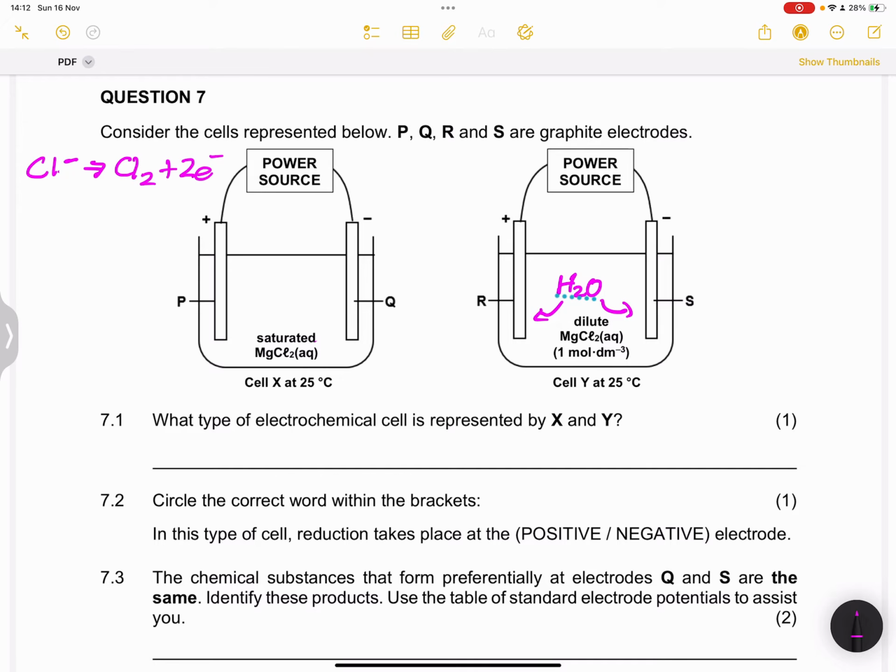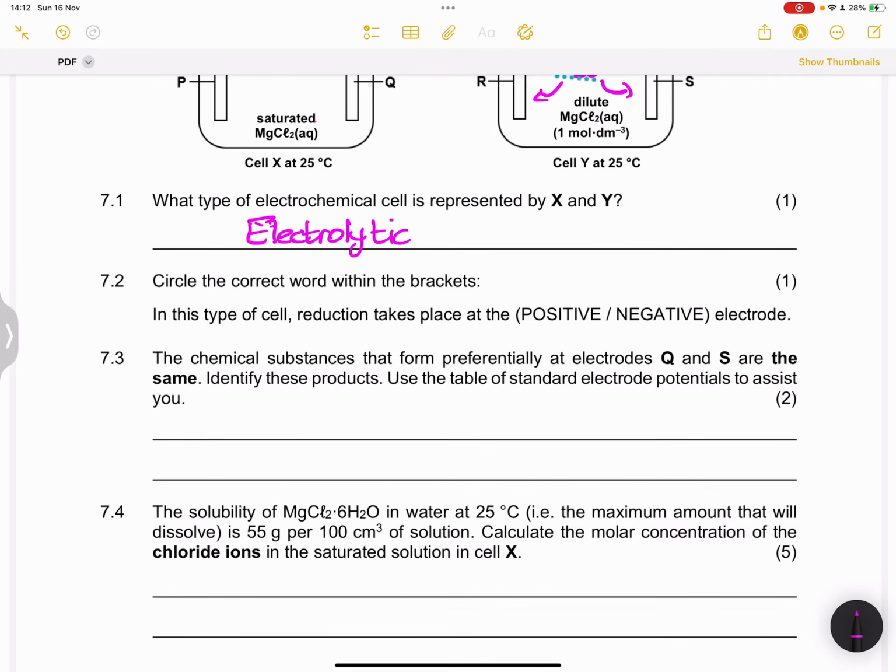They say, what type of electrochemical cell is represented by X and Y? That's definitely going to be an electrolytic cell. Now, the next question says, circle the correct word within the bracket. In this type of cell, reduction takes place at the negative electrode. That's the one that's going to supply us with electrons, and those electrons would cause reduction to take place.